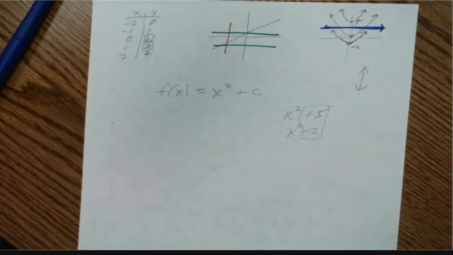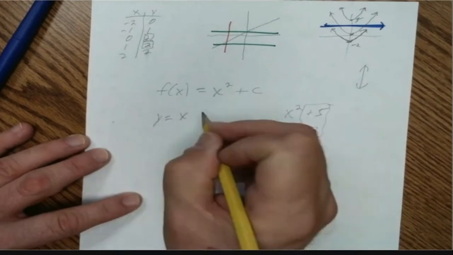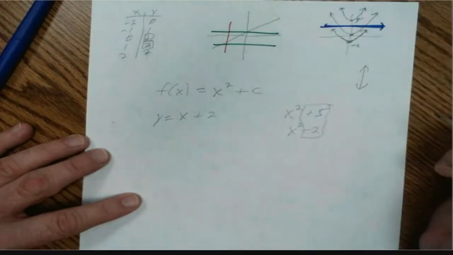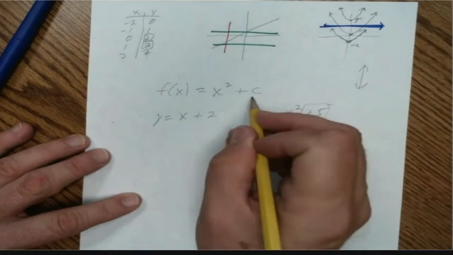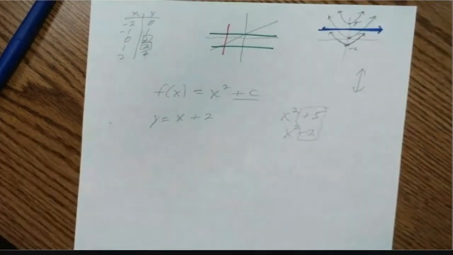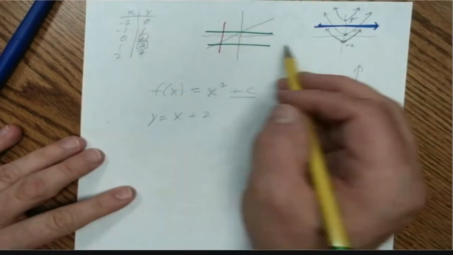Actually, that's how we move anything up and down, even if it's just an x, right? Y equals x. If we add a plus 2, it just raises the y-intercept up to 2. Anytime we just add a constant on the end, that's going to make a vertical change up and down. There are also ways to make this shift left and right.